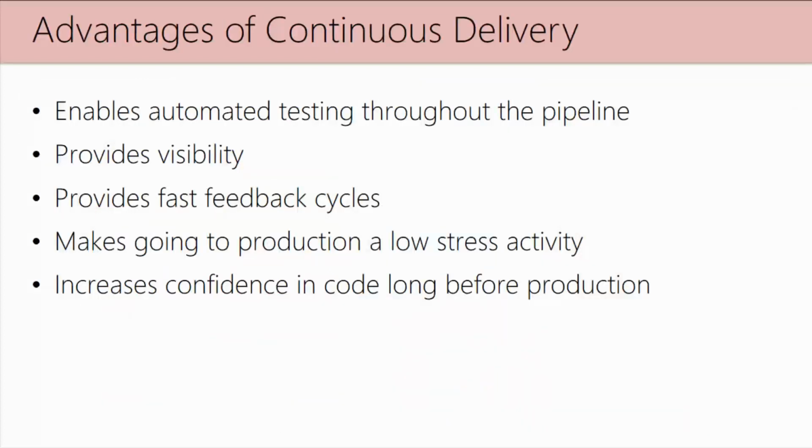A few advantages of continuous delivery. It enables automated testing throughout the pipeline, provides visibility, and feedback cycles are much faster. It also makes going to production a low-stress activity, because all you're doing is pushing out smaller chunks of code as opposed to large sets of code. And it definitely increases confidence in code long before production, which is a similar advantage to that of continuous integration. So when you combine both continuous integration and delivery, you get a seamless DevOps environment.